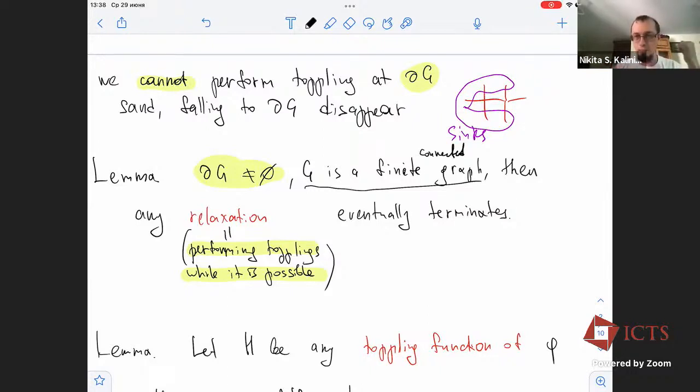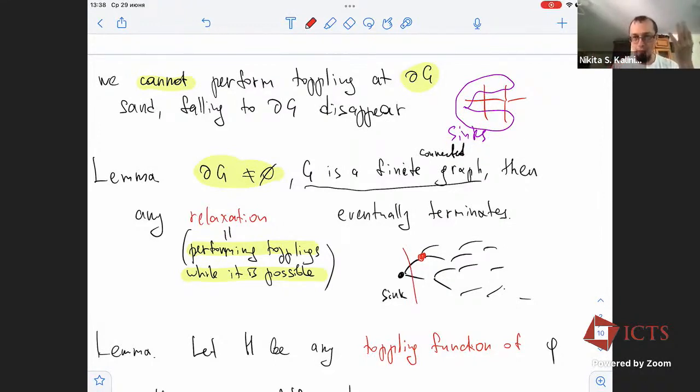Let me explain the proof of this lemma. So first of all, if I have a finite graph, then the total number of sand is finite, right? Because it's a sum of a finite number of finite numbers. And then I also have at least one sink. And here maybe some graph. Then each time I perform a toppling at a neighbor of a sink, I lose one grain from my system. Because I recall that I cannot perform topplings at sinks. It means that the grains which go to sinks, they disappear.